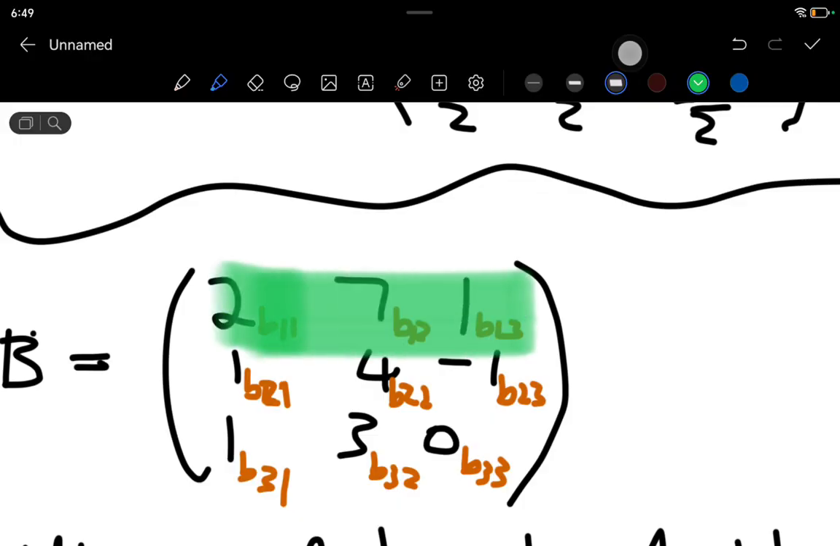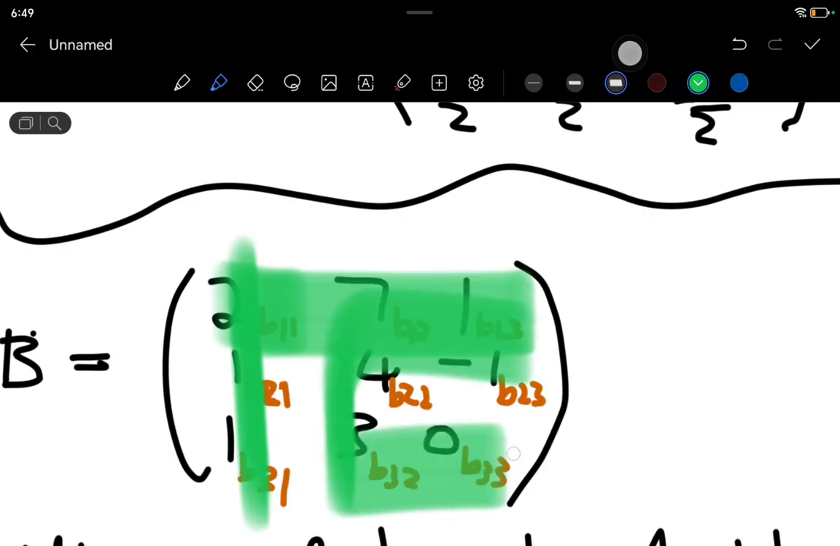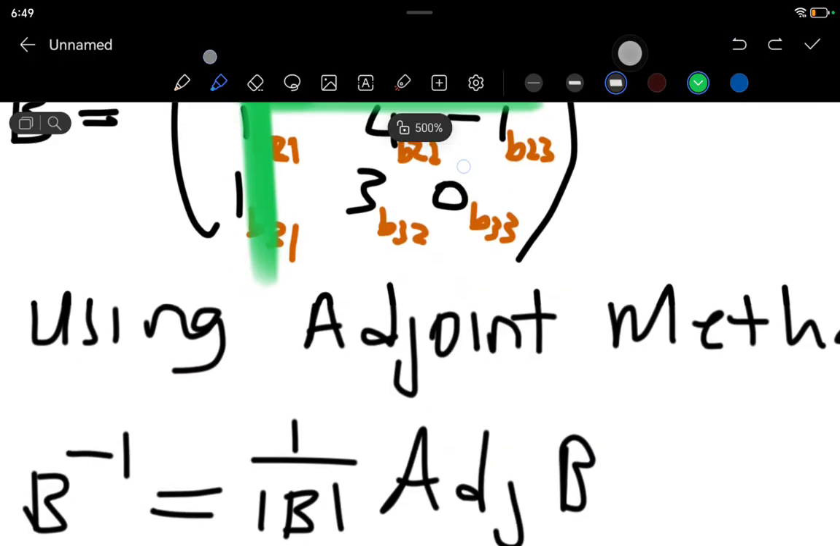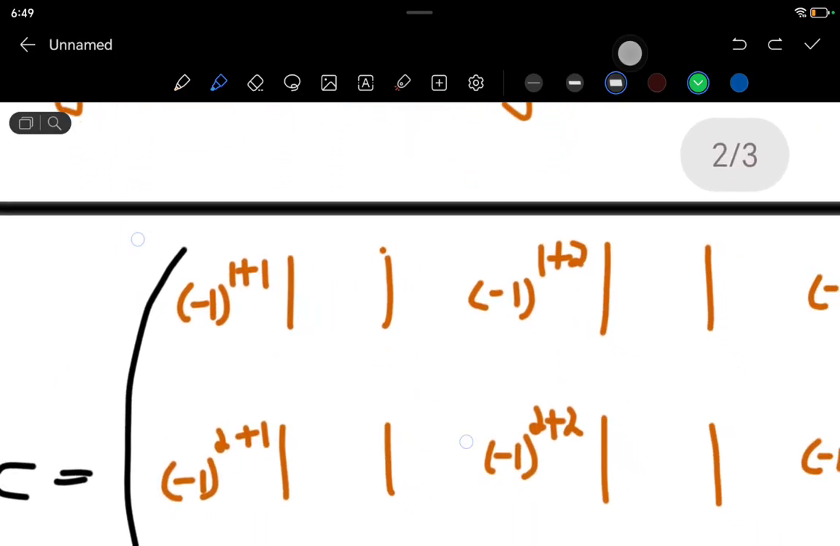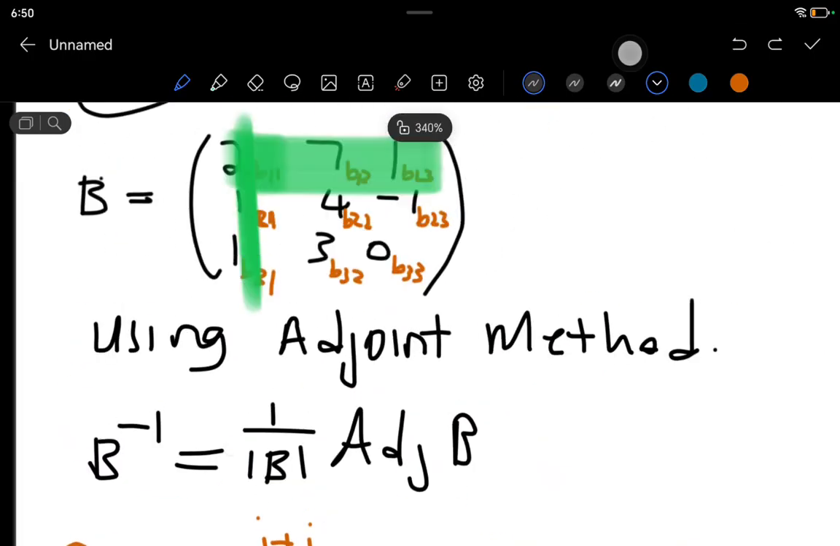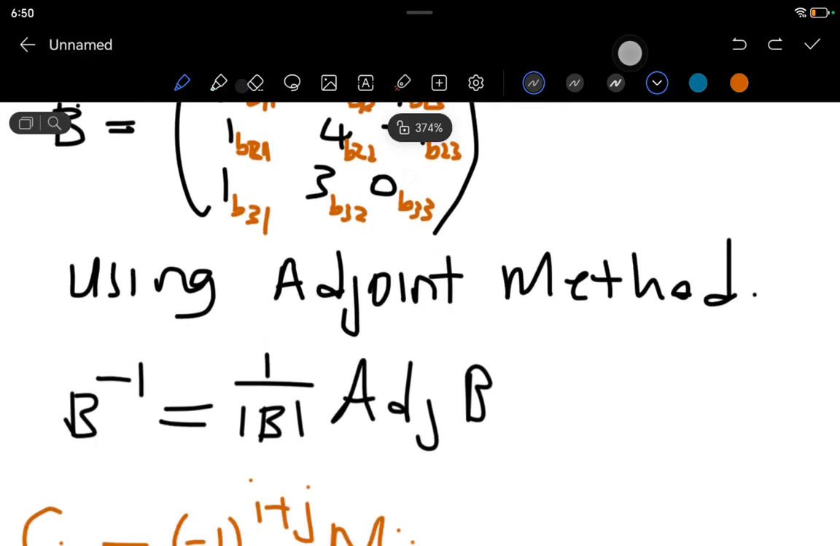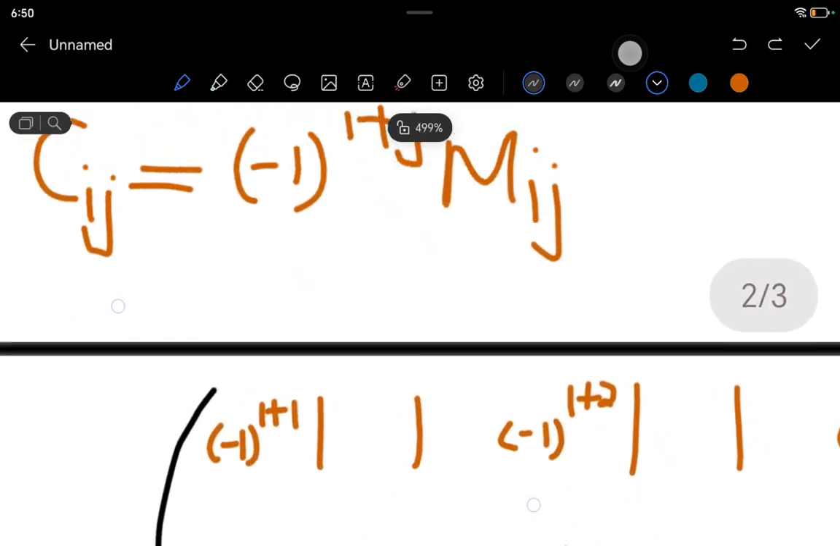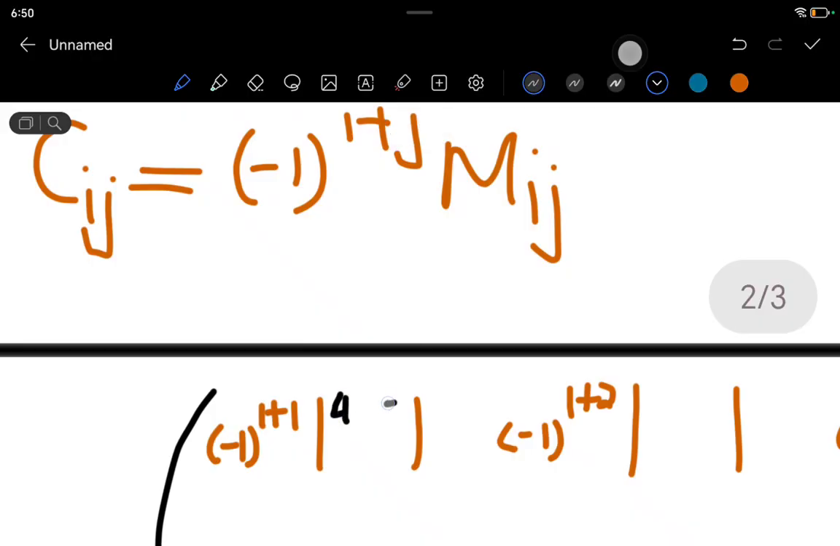So now if we check this, when I'm here at B11, I horizontally and vertically highlight everything that is aligned with that. Whatever is left out is 4, minus 1, 3, 0. That is everything that is left out there, so I'm just going to write it there. It's just going to be 4, minus 1, 3, 0.